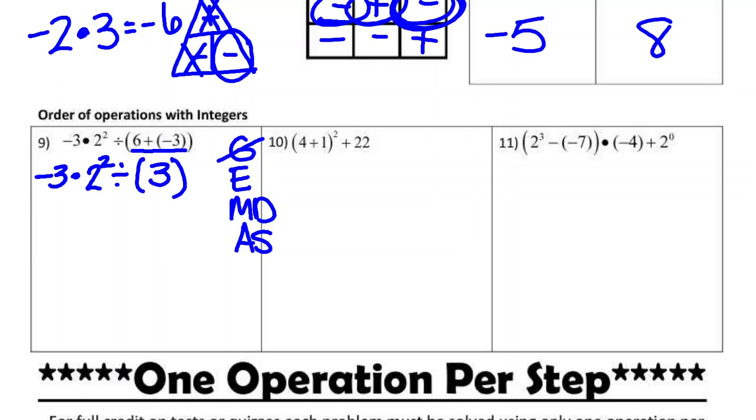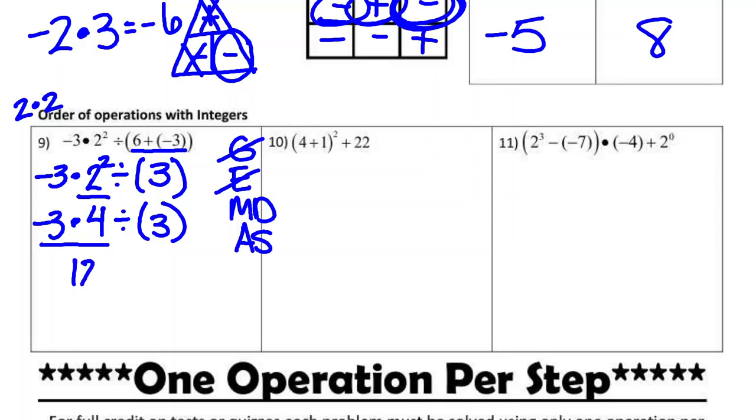I do have an exponent, 2 to the 2nd power. I could write that out as a side salad, like 2 times 2. 2 times 2 is 4. Write everything else down and around. I am done with exponents. Do I have any multiplication or division? I do. I have to do the multiplication first. 3 times 4 is 12.